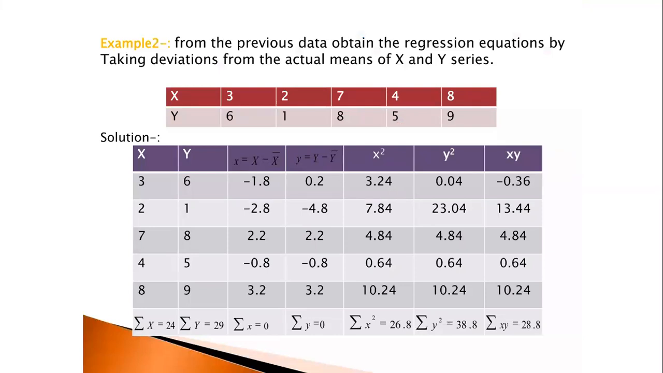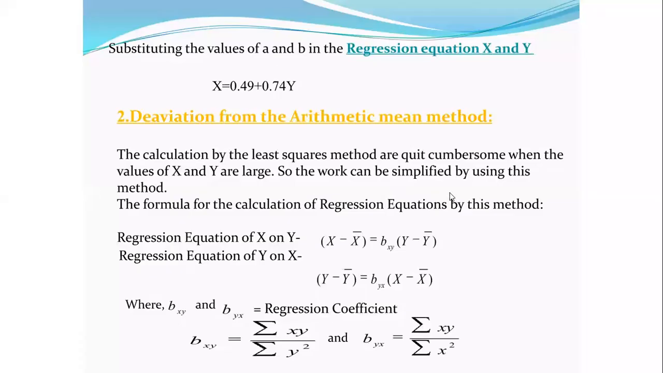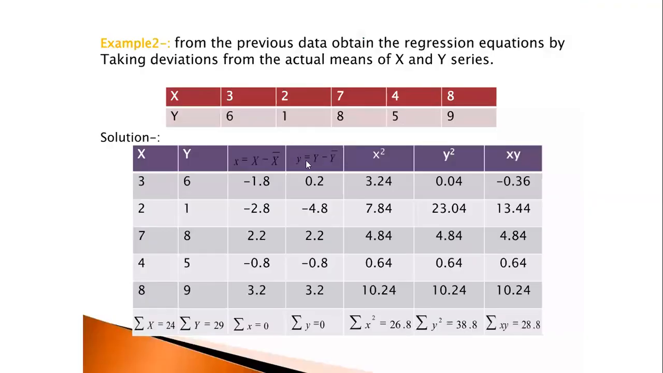So from the previous data, that is from the previous problem, if I want to calculate the regression equation by using the arithmetic mean, then the same thing I can do here. But the only thing is I have to calculate the x bar and y bar. So what is x bar? X bar is nothing but the mean of x. So x bar is equal to sigma x divided by n. Y bar is nothing but sigma y divided by n. So in that way we can find out.